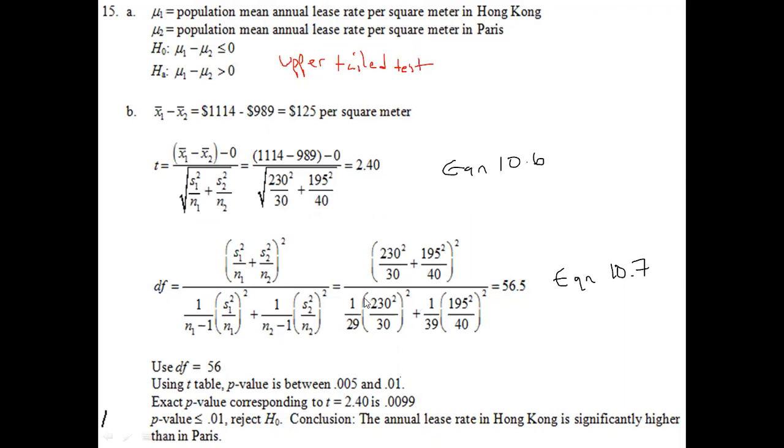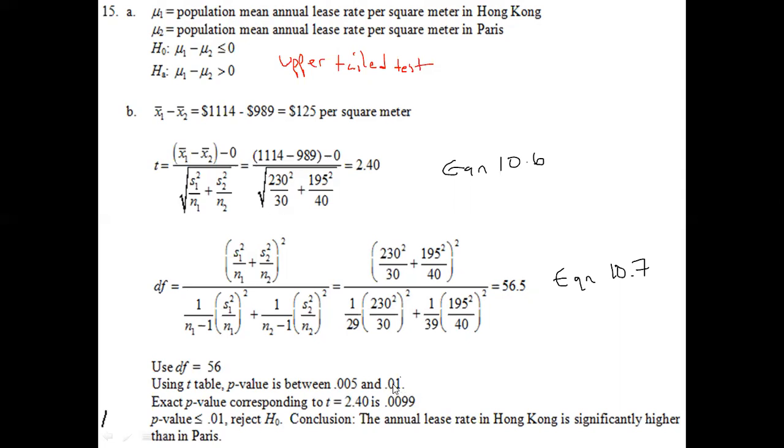Now equation 10.7 in our book says we need to find the degrees of freedom. So we have to use this huge long equation, and basically we plug in all the values here. They're all simple; we know the standard deviations and the sample sizes, and that's really all we need. You plug all that in your calculator, you get 56.5, so we're going to use 56 degrees of freedom. Now, using the t-table, our p-value is going to be between 0.005 and 0.01. If we use the online calculator, we can find that it is 0.0099. Even if we don't use that, since it's between 0.005 and 0.01, it can't be equal to 0.01.